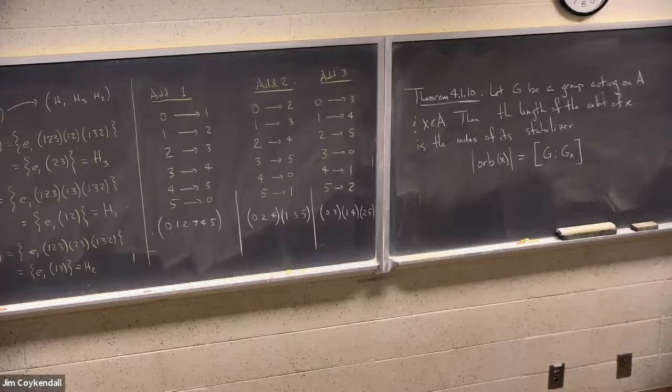Okay. So let's prove this. This is the length of an orbit. If you want to calculate the length of the orbit, all you have to do is compute the index of the stabilizer. This is most useful really when you're talking about finite groups, but it's true in general, and we'll set up a map here. Proof.